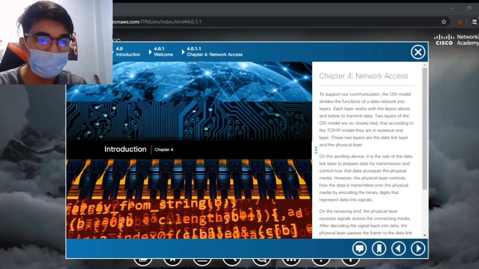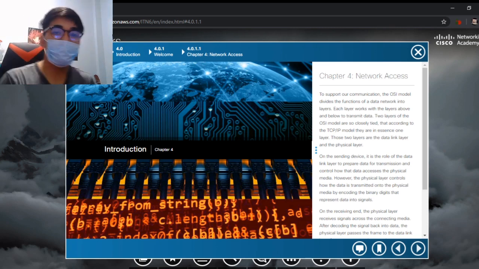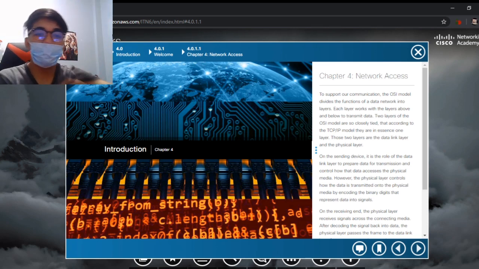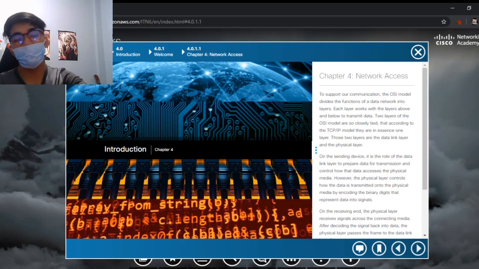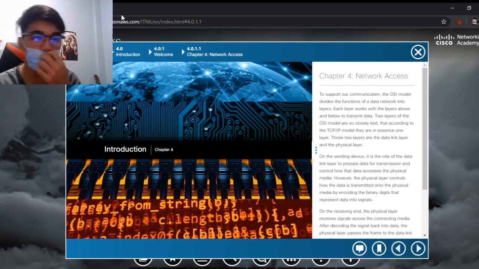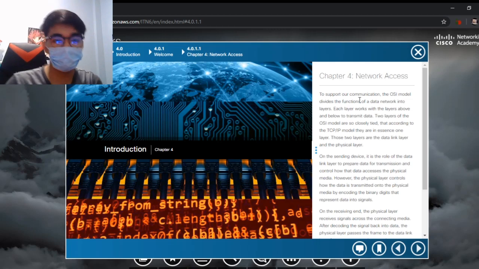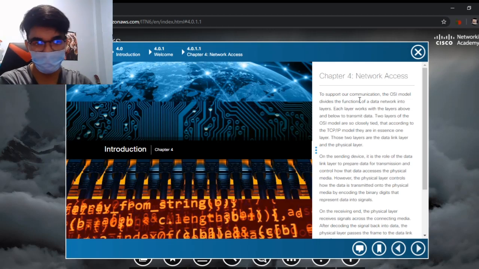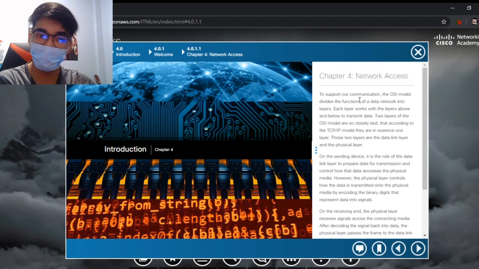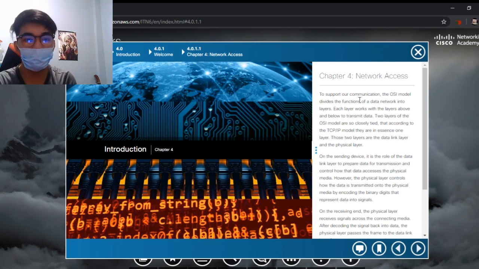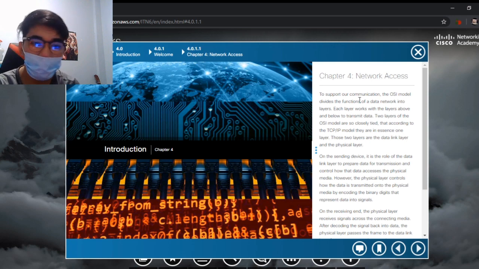And this is the tutorial for the chapter 4 activities and other stuff. As you can see, we're in chapter 4, the network access. To support our communication, the OSI model divides the functions of the data network into layers. Each layer works with the layer above and below to transmit data. Two layers of the OSI model are quickly tied according to the TCP/IP model. They are one layer. The two layers are the data link layer and the physical layer.